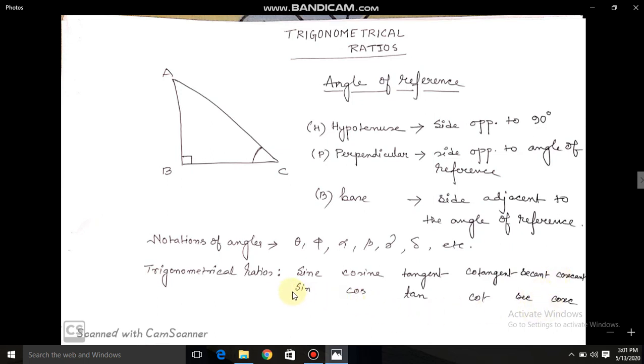Okay, these trigonometrical ratios cannot be written alone. We will have to write these trigonometrical ratios with the angle of reference. Say sin C, where C is the angle of reference. Cos C, where C is the angle of reference. Okay. Now in this chapter there are certain formulas you will have to memorize.